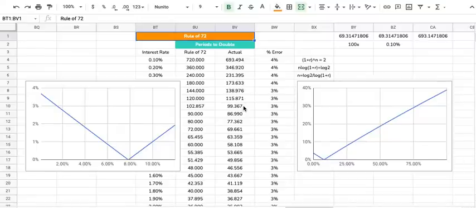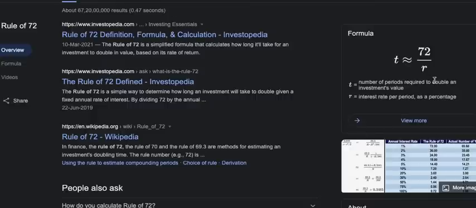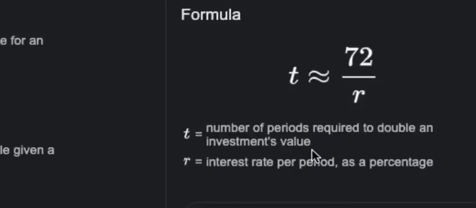What exactly is the rule of 72? If you do a bit of googling, you'll understand the rule of 72 is the number of periods required to double an investment's value. Rather, I would say if you divide 72 by the interest rate as a percentage, you get the number of periods: year, month, week, days, depending upon your period definition. So if your interest rate is 6% and your period is years, then 72 by 6 will be 12. So 12 years will double your investment.